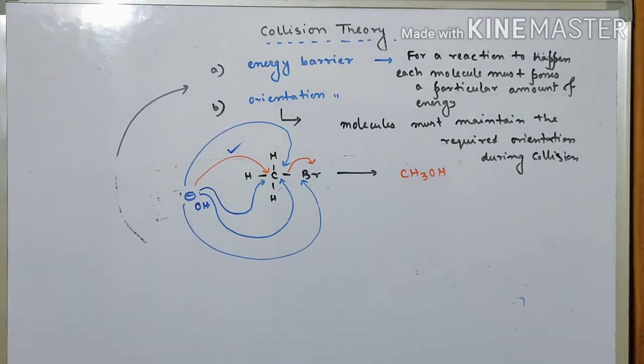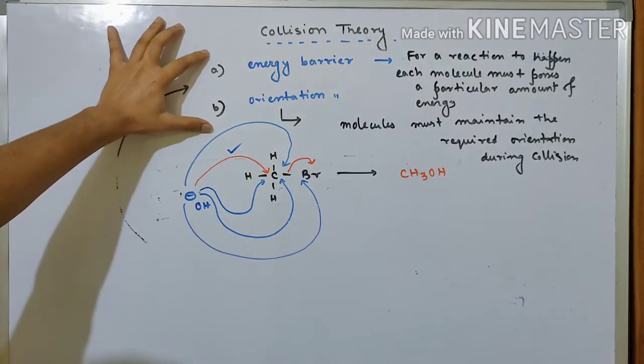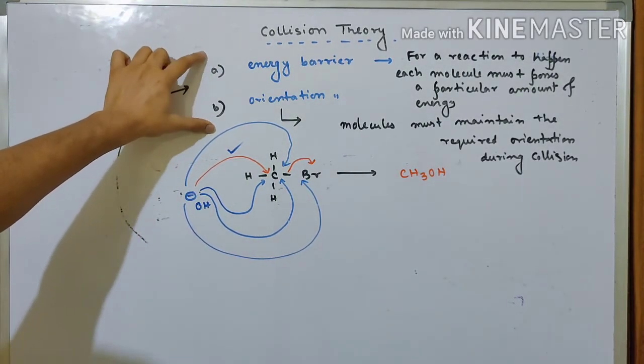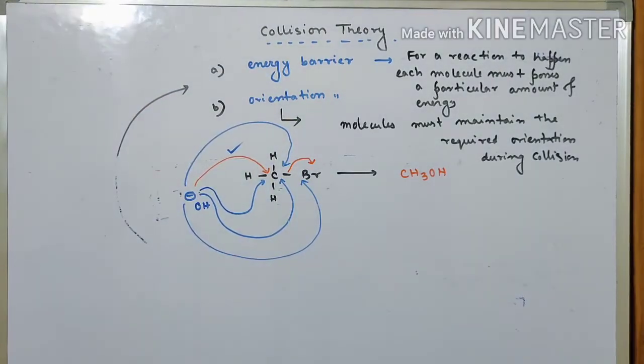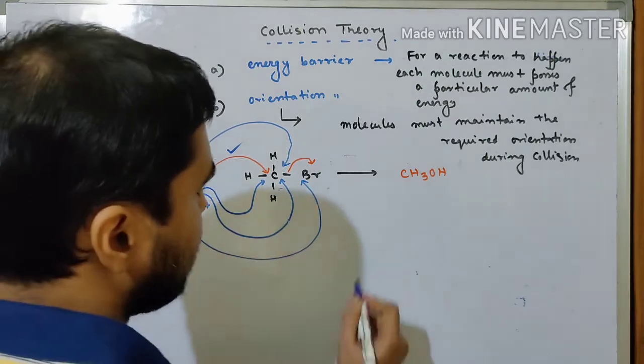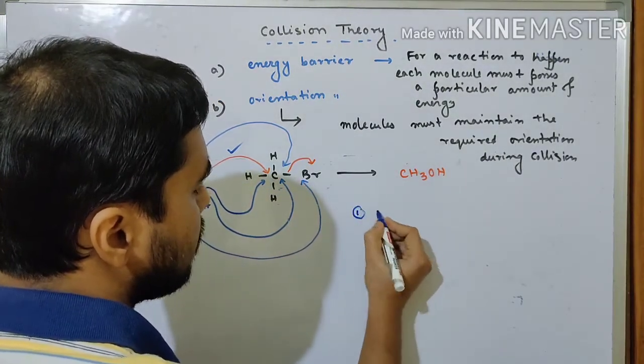So what we have seen are the two cases initially. One is the collision frequency and another is the effective collision. In order to have the effective collision, these two factors are important: energy barrier and orientation barrier. So if we want to sum up the collision theory, it will be like this. For a reaction to occur, there must be collision.